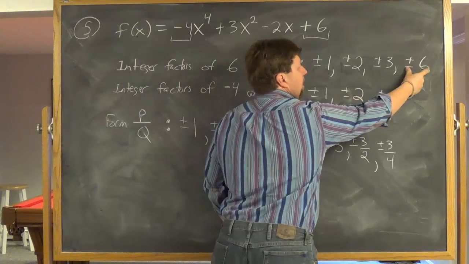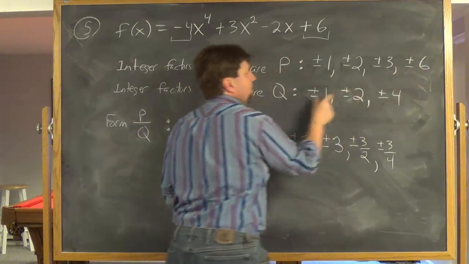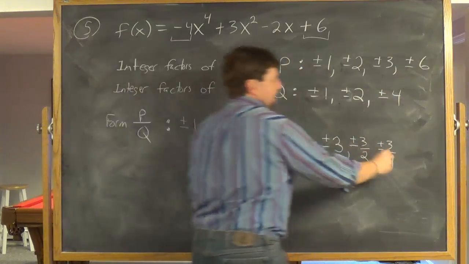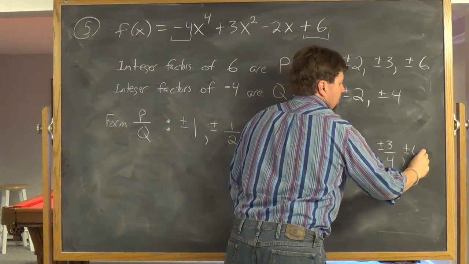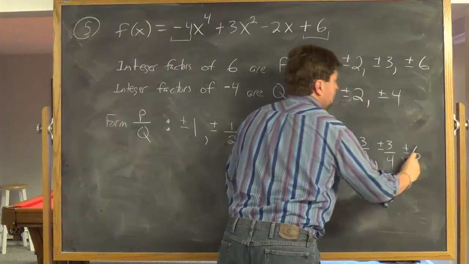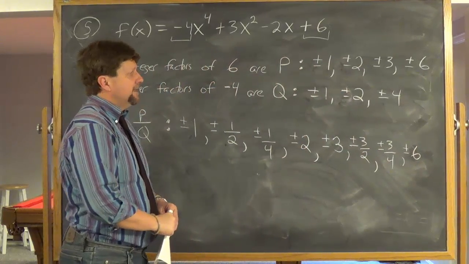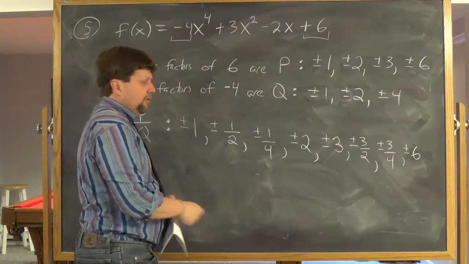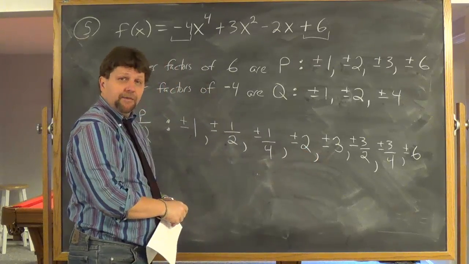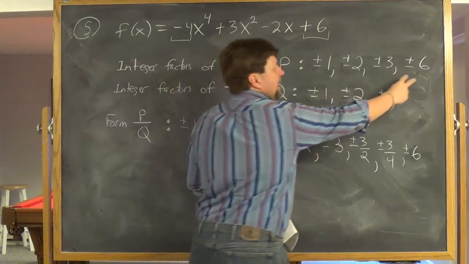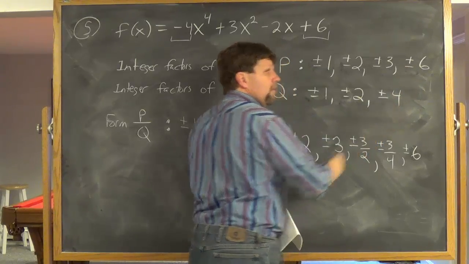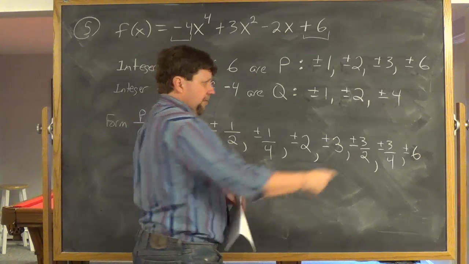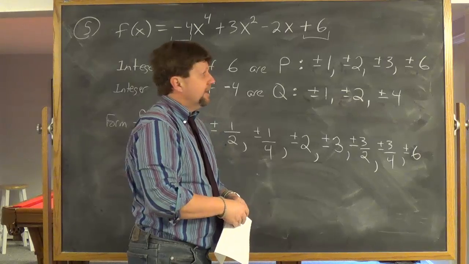Now I move to the last p in my list, and I have to do this over this, this over this, and this over this. So starting off, I have plus or minus 6 over plus or minus 1. So that's just plus or minus 6. Notice plus or minus 6 over plus or minus 2, I already have that listed. That simplifies to plus or minus 3. And then finally, plus or minus 6 over plus or minus 4. That would reduce down to plus or minus 3/2. And I already have that listed, so I don't have to list it again.